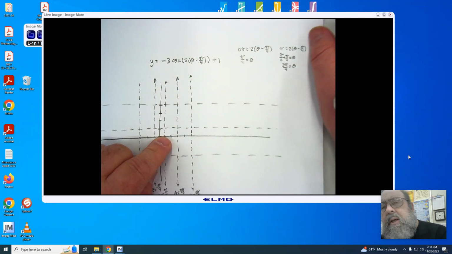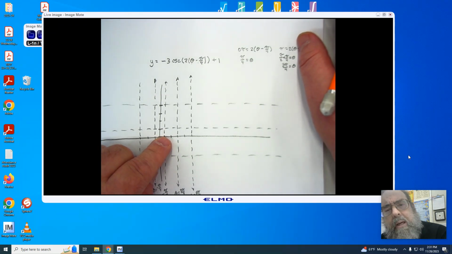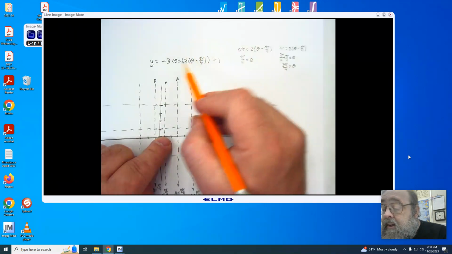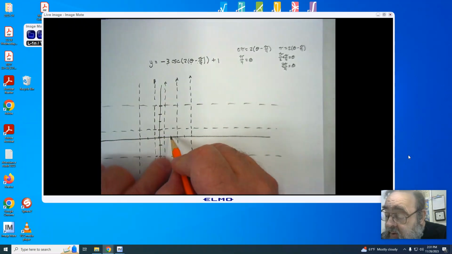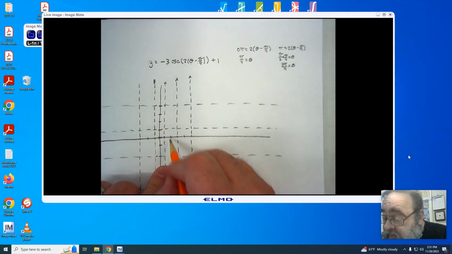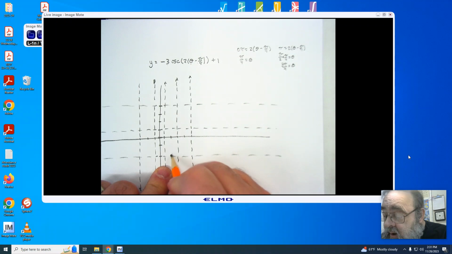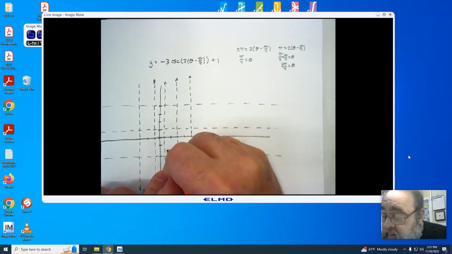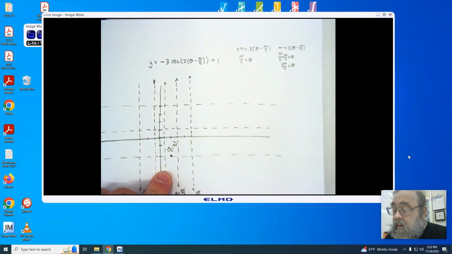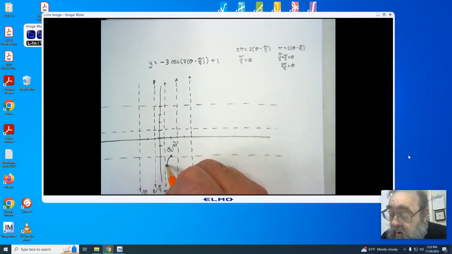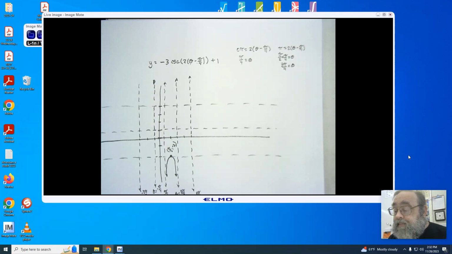The cosecant of pi over 2 is 1. Okay, 1 times negative 3 is negative 3, plus 1 is negative 2. We now know that at pi over 2, we're down here at negative 2. So pi over 2, negative 2. And our curve has to always move away from the center line, so it can't intersect with the center line.